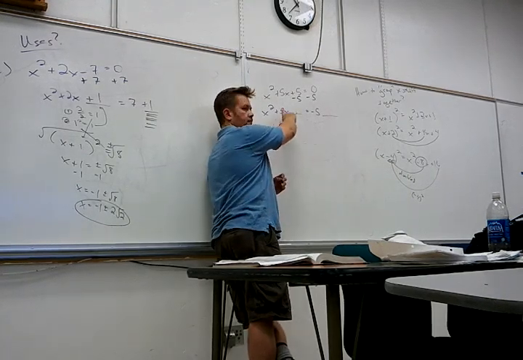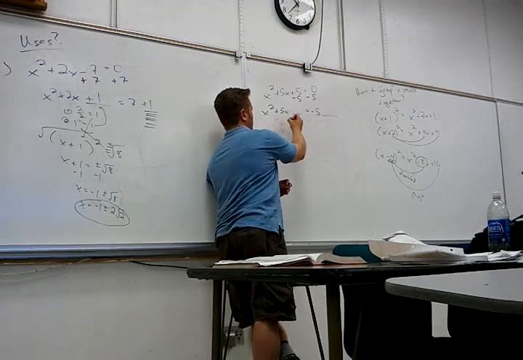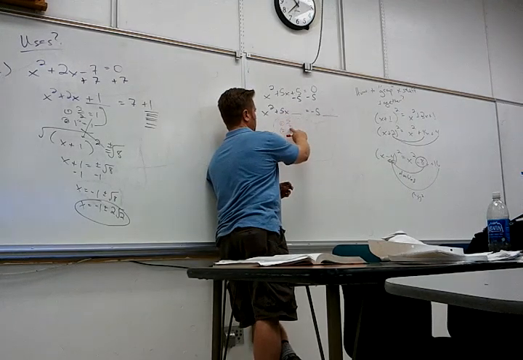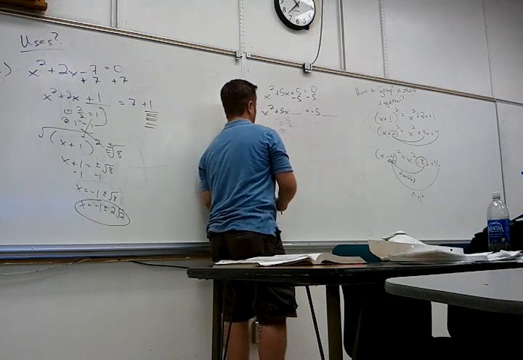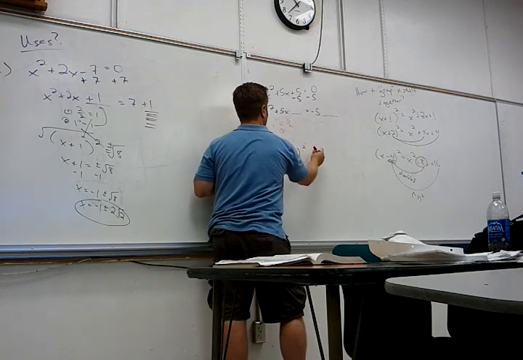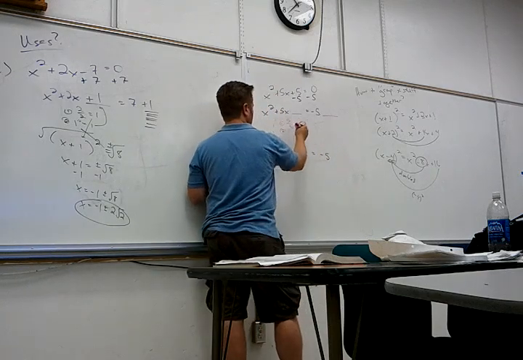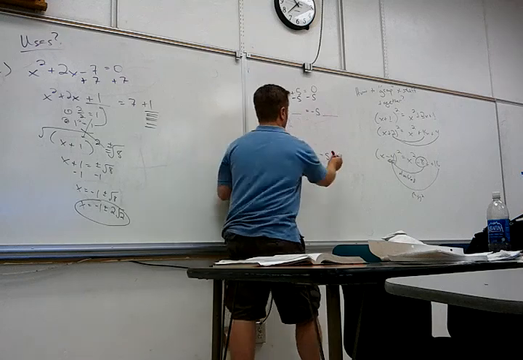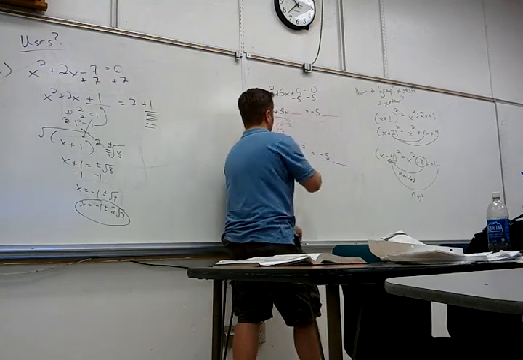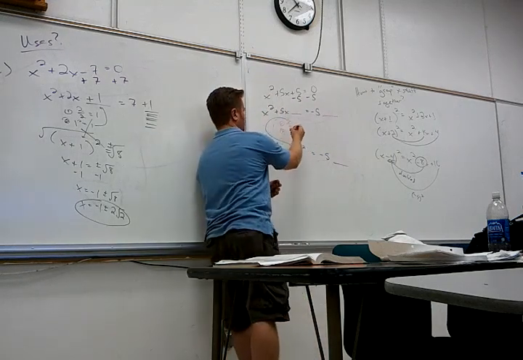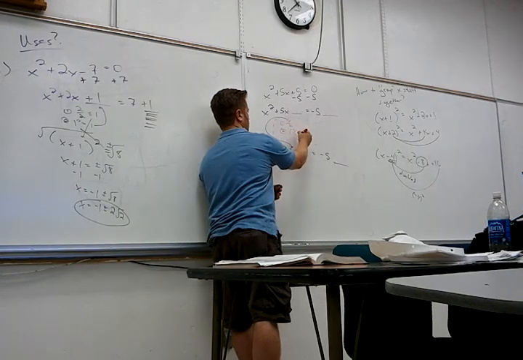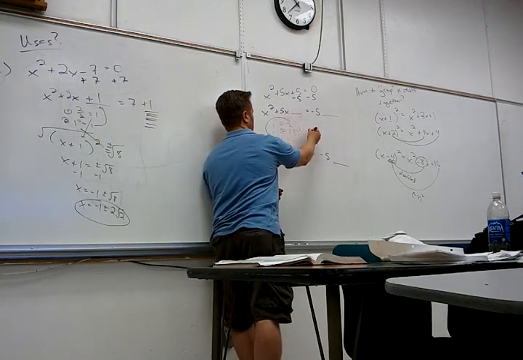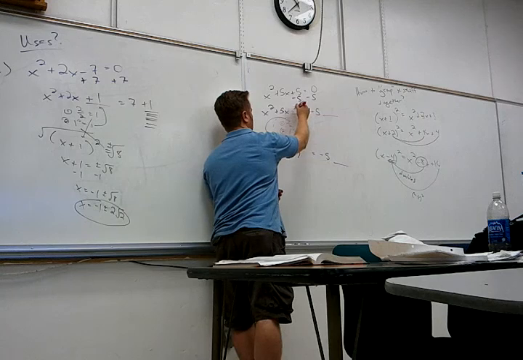So what do you do? What's the first step? Complete the square. Whatever's in the middle, cut it in half, and that's what goes here, right? I'm missing something here still. Second step, square it. And that's what's going to go there.